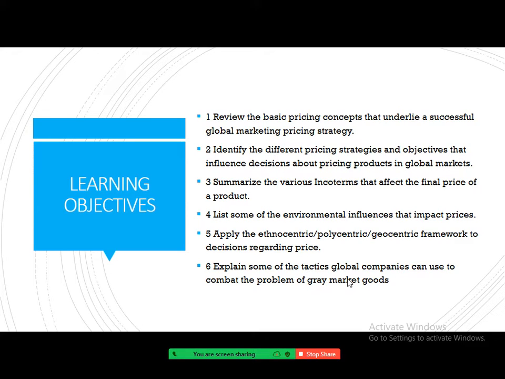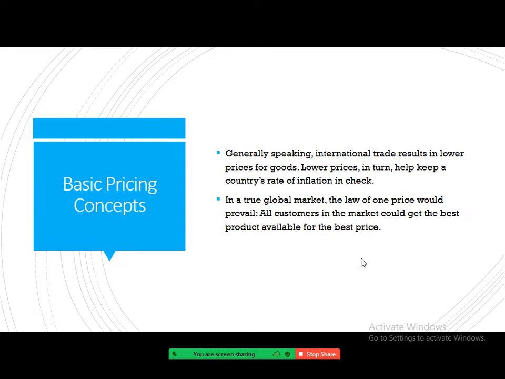Then assess the impact of dumping on prices in the global market. Also, we'll compare and contrast different types of price fixing. We'll explain the concept of transfer pricing. We'll define counter trade and explain the various forms it can take. First, we'll start with basic pricing concepts.